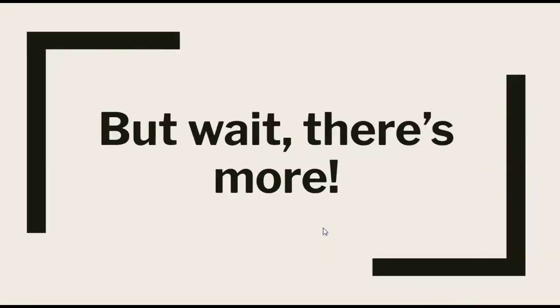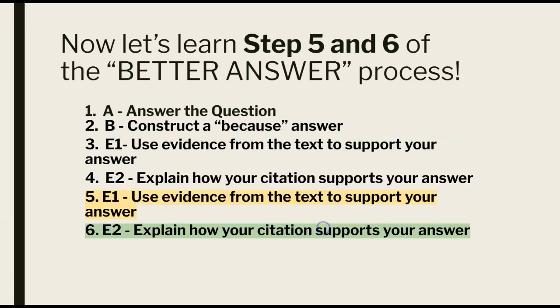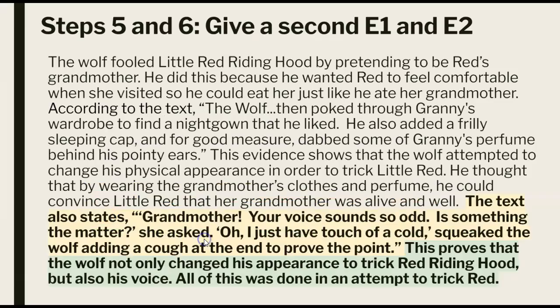We are not done there. After your first E1 and your first E2, in order to have a completely written ABEE extended response question, you need to add a second E1 and a second E2. So what that means is we're going to go back to the text and we are going to find a second piece of evidence that supports our answer, and then we are going to explain that second piece of evidence. So that might look something like this.